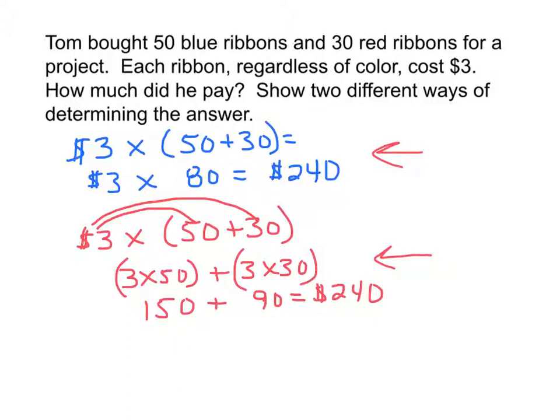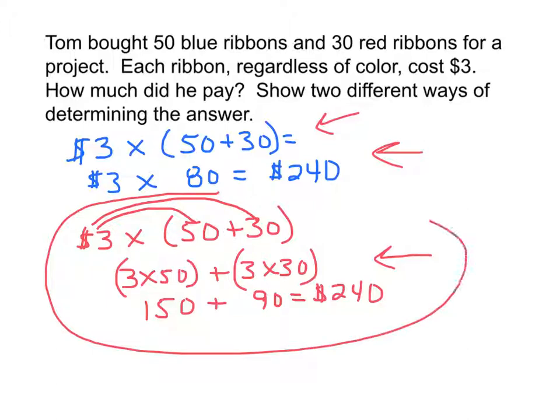It doesn't really matter which of the two methods you end up using, but it is important that you understand that you could distribute that 3 amongst the 50 blue ribbons and the 30 red ribbons in order to come up with the answer. You can also, as I said in the very first part of it, just add those ribbons together. This way of doing it, though, is something that will become important, especially when we're doing algebra, which is why I am introducing this to you now, the distributive property of multiplication over addition, or as we showed earlier, over subtraction.